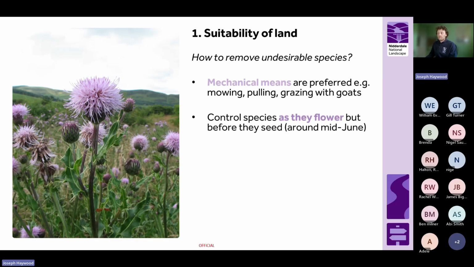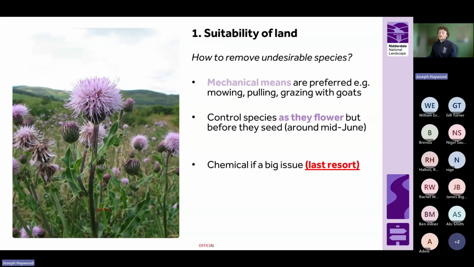This is an important point. You need to control the species as they flower. There's no point coming in and mowing early on in the season, let's say about now, because they'll just come back and grow, because they've got really good below ground energy stores. So you want to control your undesirable species just as they're flowering or just before they start flowering, because they've put a lot of energy into growing and flowering. And before they seed, you're removing them and you're not adding any additional seed into the seed bank to continue the issue of having undesirable species there.